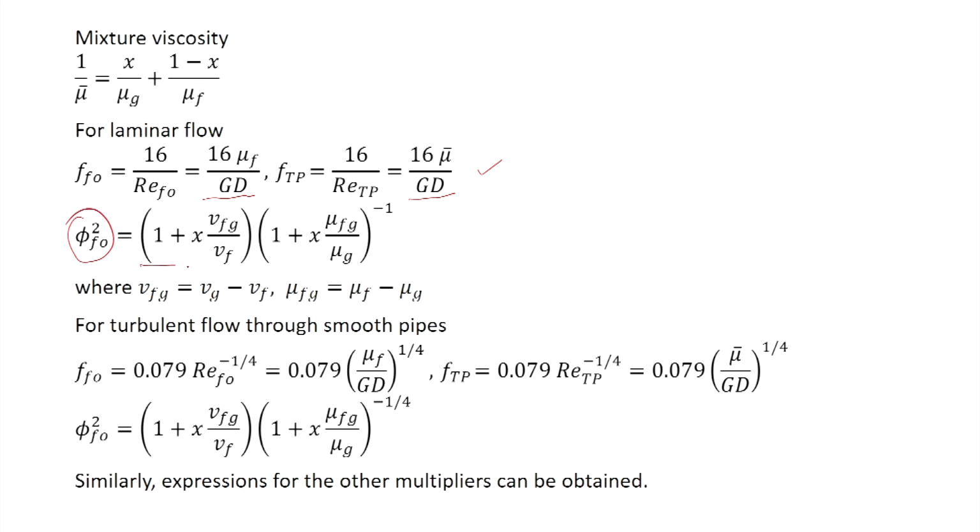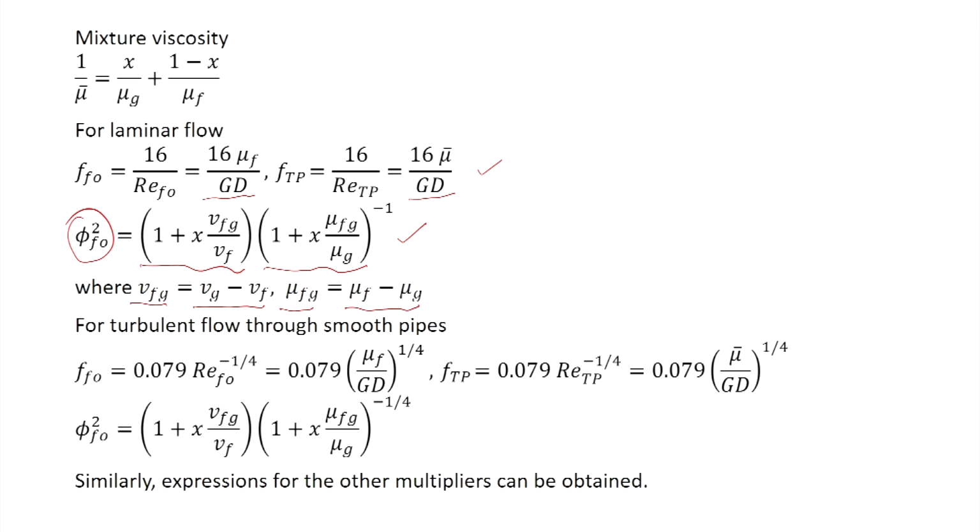It is (1 plus x v_fg by v_f) times (1 plus x mu_fg by mu_g). v_fg has been defined before, it is equal to v_g minus v_f, and mu_fg here denotes mu_f minus mu_g. Mu_f is larger than mu_g. So, this was for laminar flow. Similarly, we can find phi_fo squared for turbulent flow.